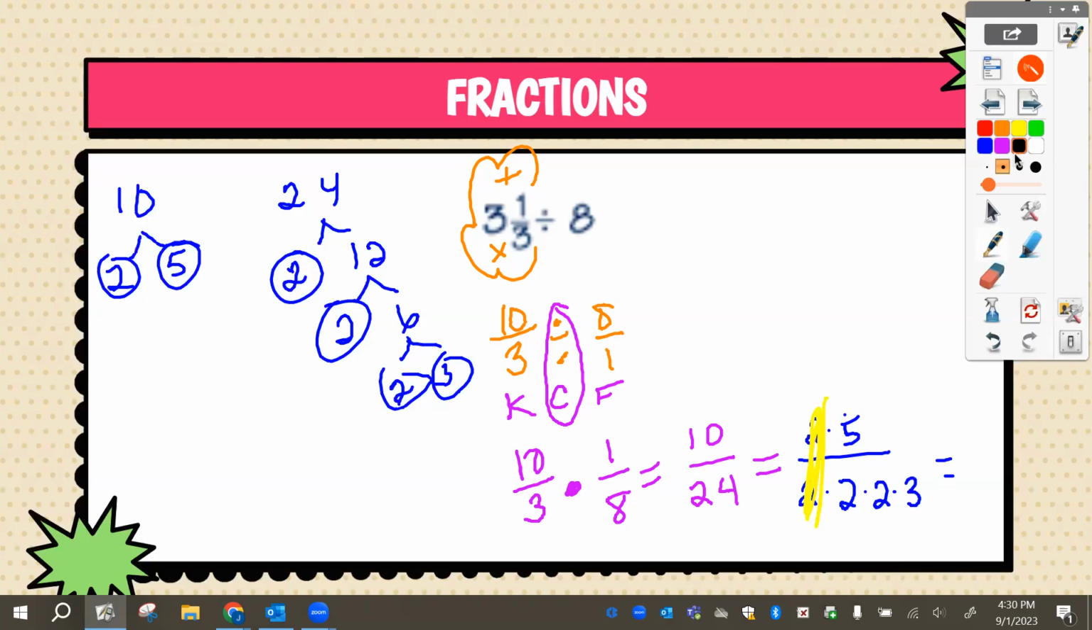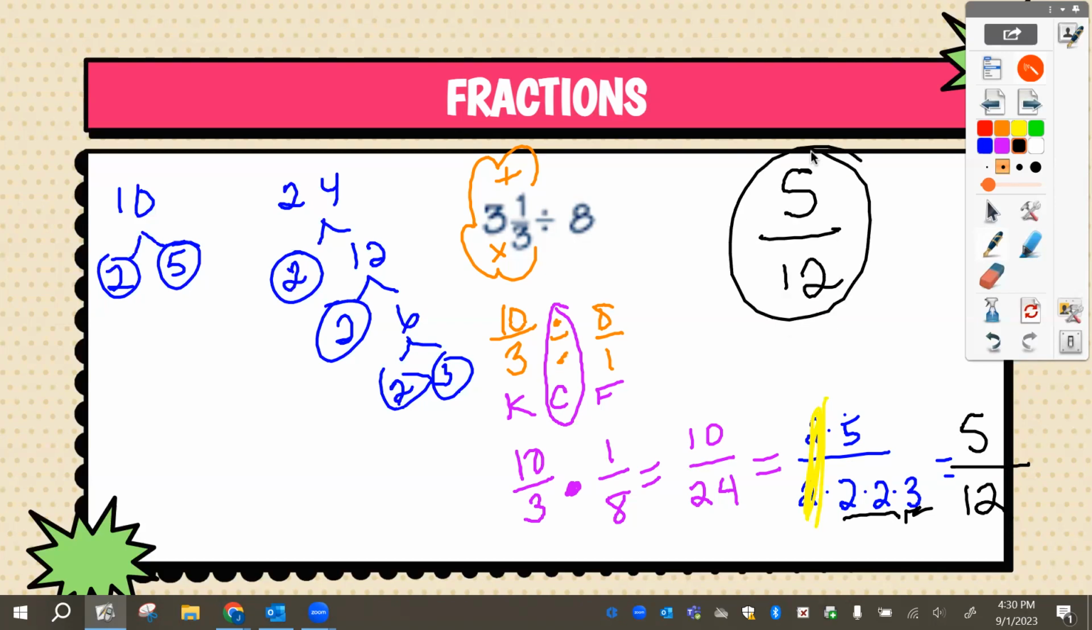So I'm going to multiply everything back out to get my final answer. All that's left on top is a 5. And on bottom, I have 2 times 2, which is 4, times 3, which is 12. So my final answer is 5/12. Again, if you're good with your math facts, this should be a lot simpler and a lot easier and quicker for you.